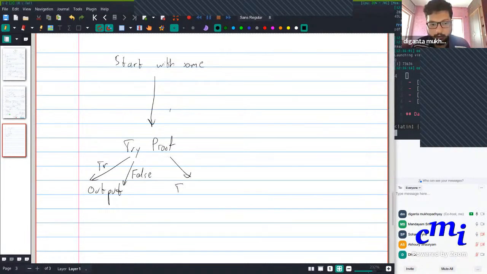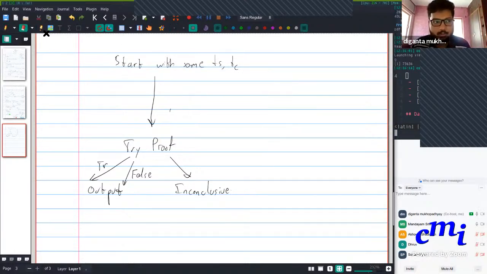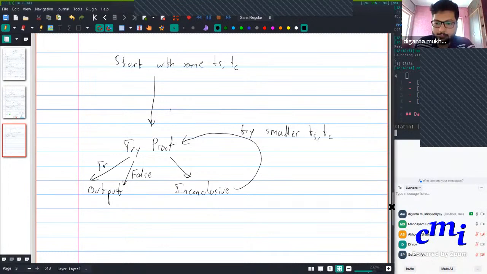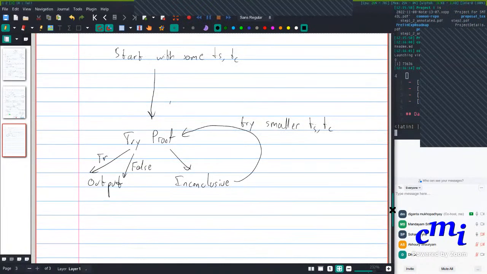But if it returns inconclusive, then what you want to do is go back and try the proof again. So you want to try a smaller TS and TC. Does this now make sense to everyone? Yeah, more or less.